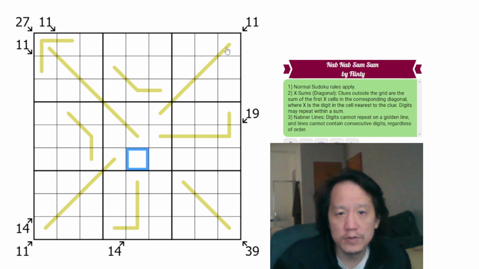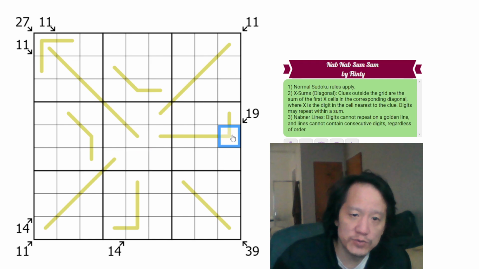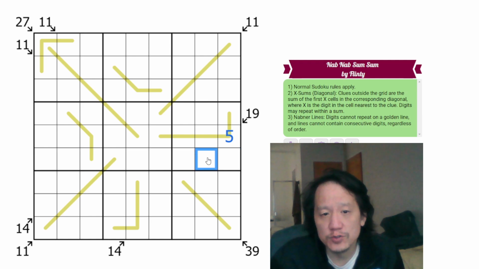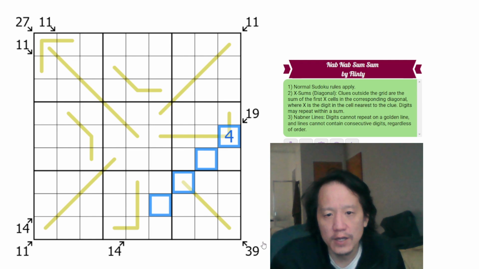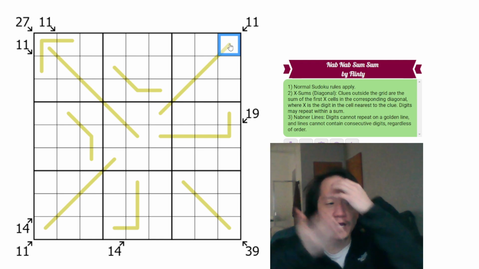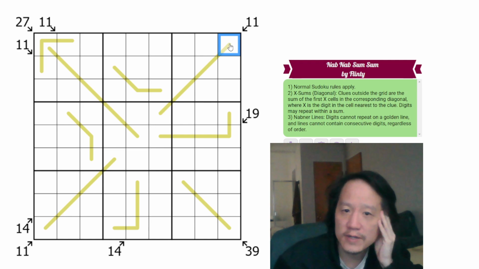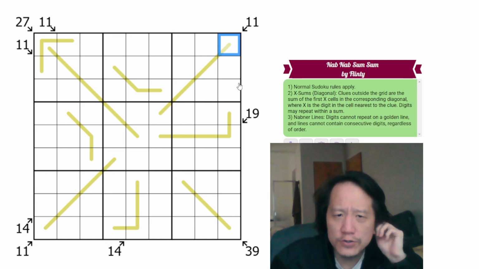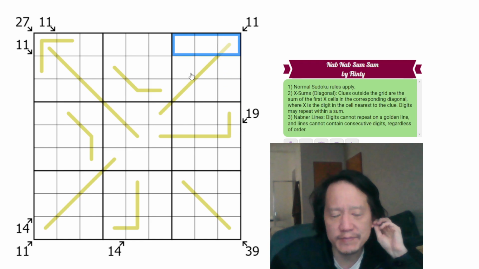So, for example, this says 19. If this were to be 5, that means the first 5 cells add up to 19. If this were a 4, though, that would mean the first 4 cells add up to 19 here, as an example, along this diagonal. And that's the same for every diagonal, right? So whatever the first cell is, that tells you how many cells along the diagonal to add up. And that's what X sums are. Normally it's within a row or a column, but yeah.